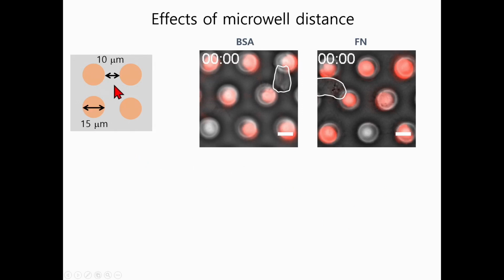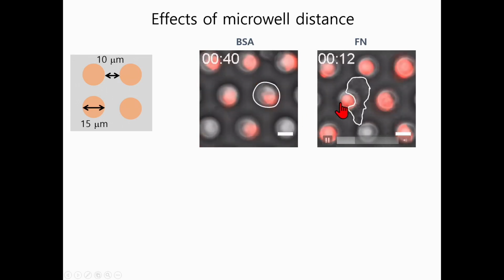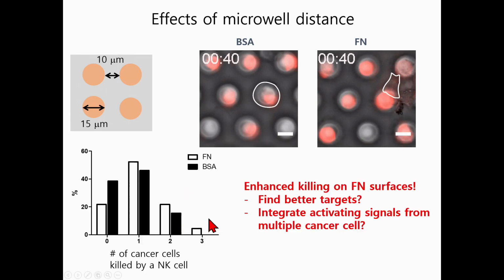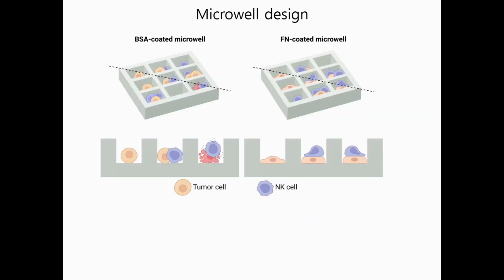And when we make the cancer cell density higher by making this single cell array closer, something different happened. With BSA, again, they don't care whether the neighboring cancer cells are close, but with fibronectin, they hit one guy and then engage another and hit another guy, really moving back and forth. And when we assess serial killing, the BSA case mainly kills one or at most two, but in the fibronectin case, they kill up to three cancer cells. So this extracellular adhesion is really distracting NK cells, but distraction is not always bad. They can also look outside and do many other things.